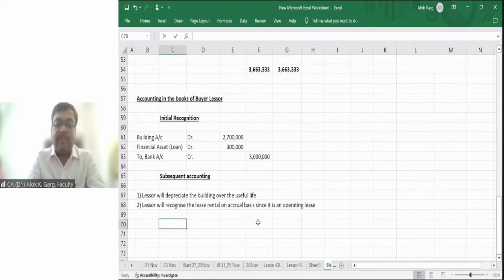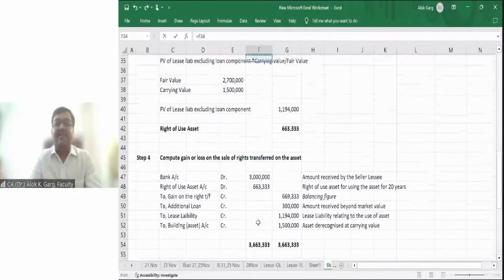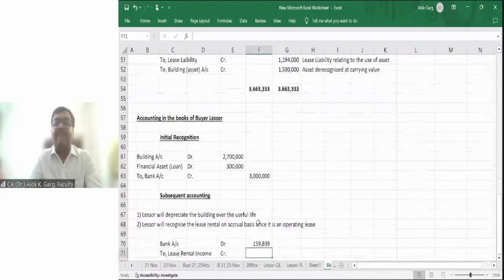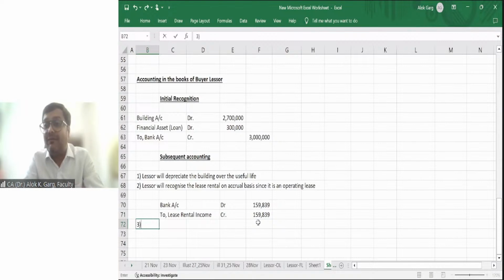The accounting entry will be bank account debit, to lease rental income credit. By how much? We have already split this. So he will receive 159,899 for the lease rental, and the remaining he will receive for the loan asset.